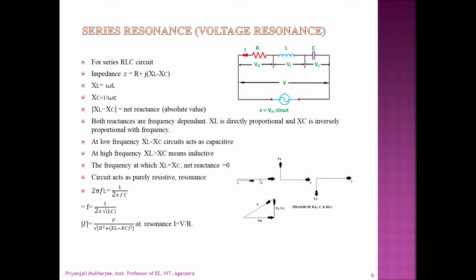So for the pure resistance, the voltage and current are in the same phase; for the inductance, the voltage leads the current by 90 degrees, whereas in capacitance, the voltage lags the current by 90 degrees. And if we consider the series RLC circuit, and considering that VL is much greater than VC, because here VL and VC are in opposition, that means there is a 180 degrees phase difference. If we consider VL greater than VC, then VL minus VC is on this side, and the total supply voltage V is the phasor sum of VR and VL minus VC.